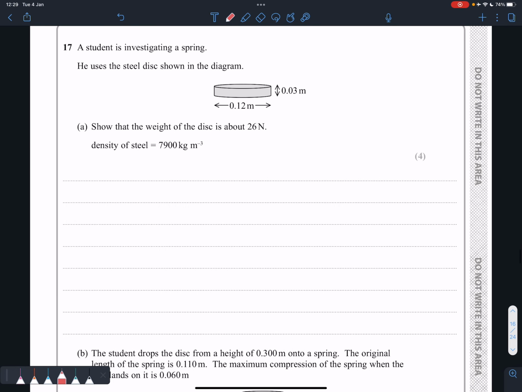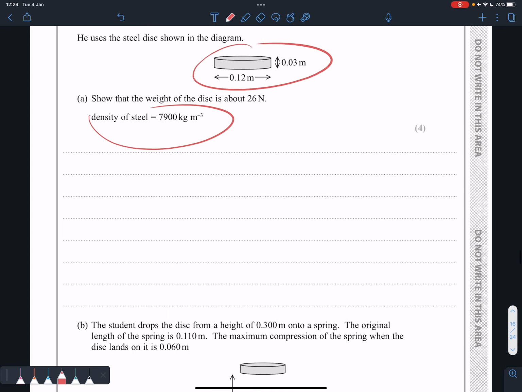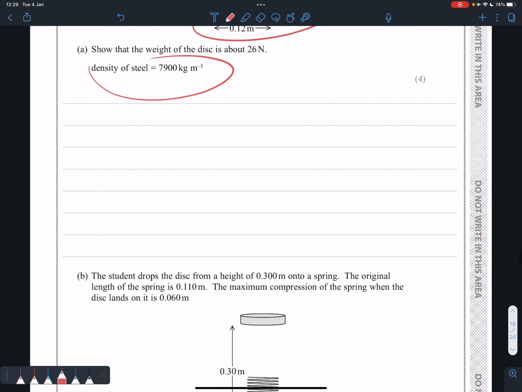Student investigating a spring. Okay, with this one, weight of the disc. Well, this is calculate the volume and density. And then the volume and the density, you can work out the mass. And then the mass times the acceleration due to gravity, 9.81 newtons for every kilogram, will give you the answer. 4 marks for that, so that's very easy.